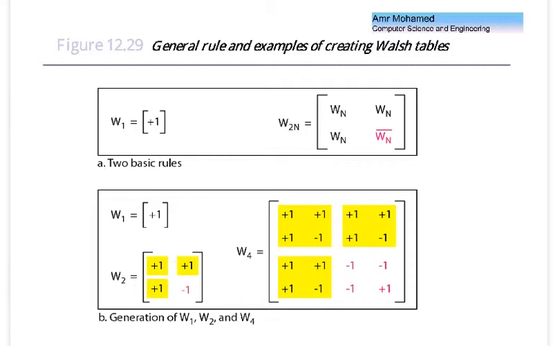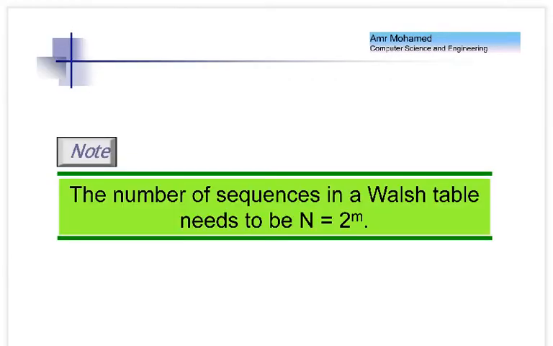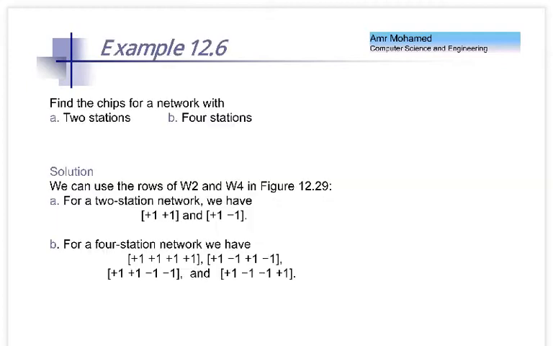Any question? So the number of sequences in the Walsh table has to be a power of 2. That's easy. So find the chips. Again, we said that chips is the spreading factor. All of them are terminology for the same thing.